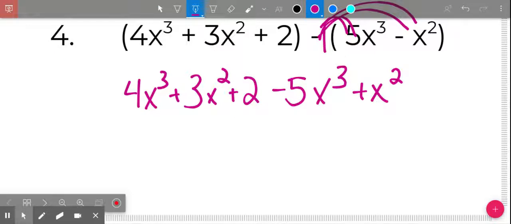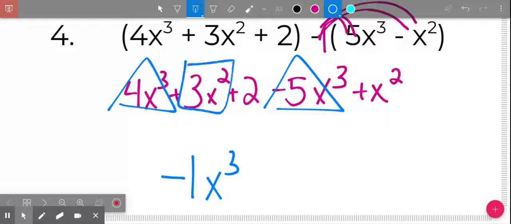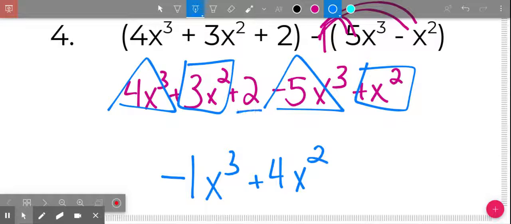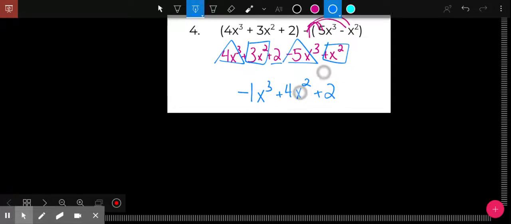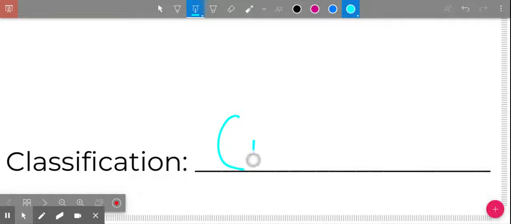So we're going to combine our like terms. We have 4x cubed minus 5x cubed will give me -1x cubed. 3x squared plus an x squared gives me +4x squared. And then I still just have this nice little standalone 2. So for classifying this, our largest exponent is a 3. So this is cubic.